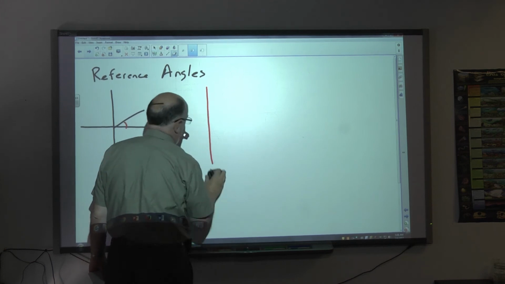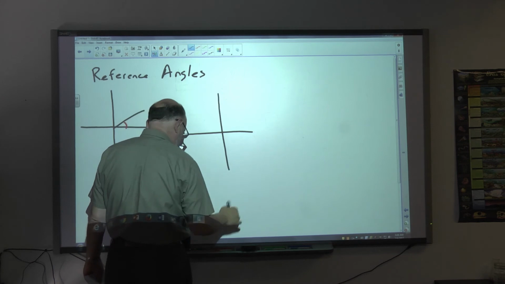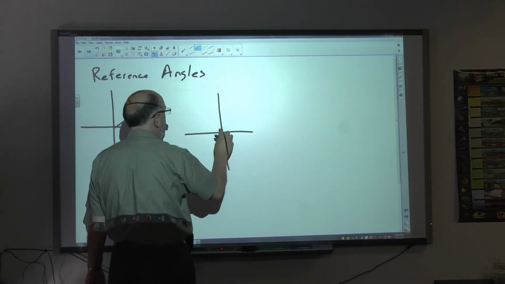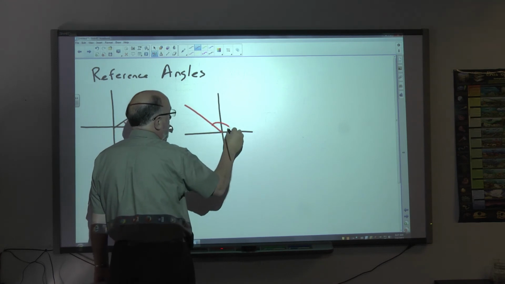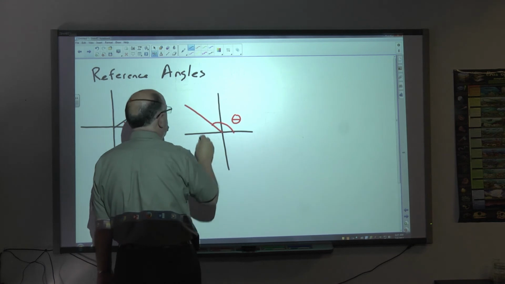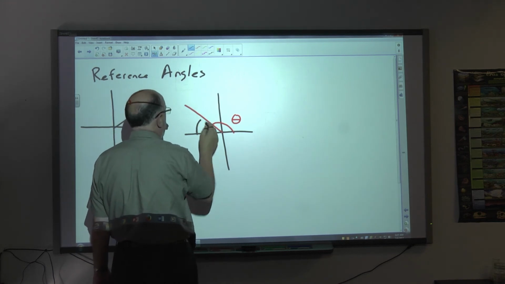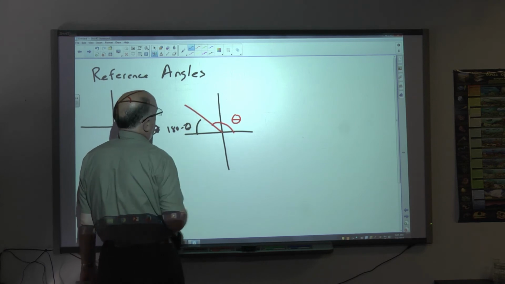When you got to the second quadrant, let's do this. We'll make this here, and now my angle is over here. We're in the second quadrant. So here's my angle theta. My reference angle was this part here, which would be 180 minus theta.